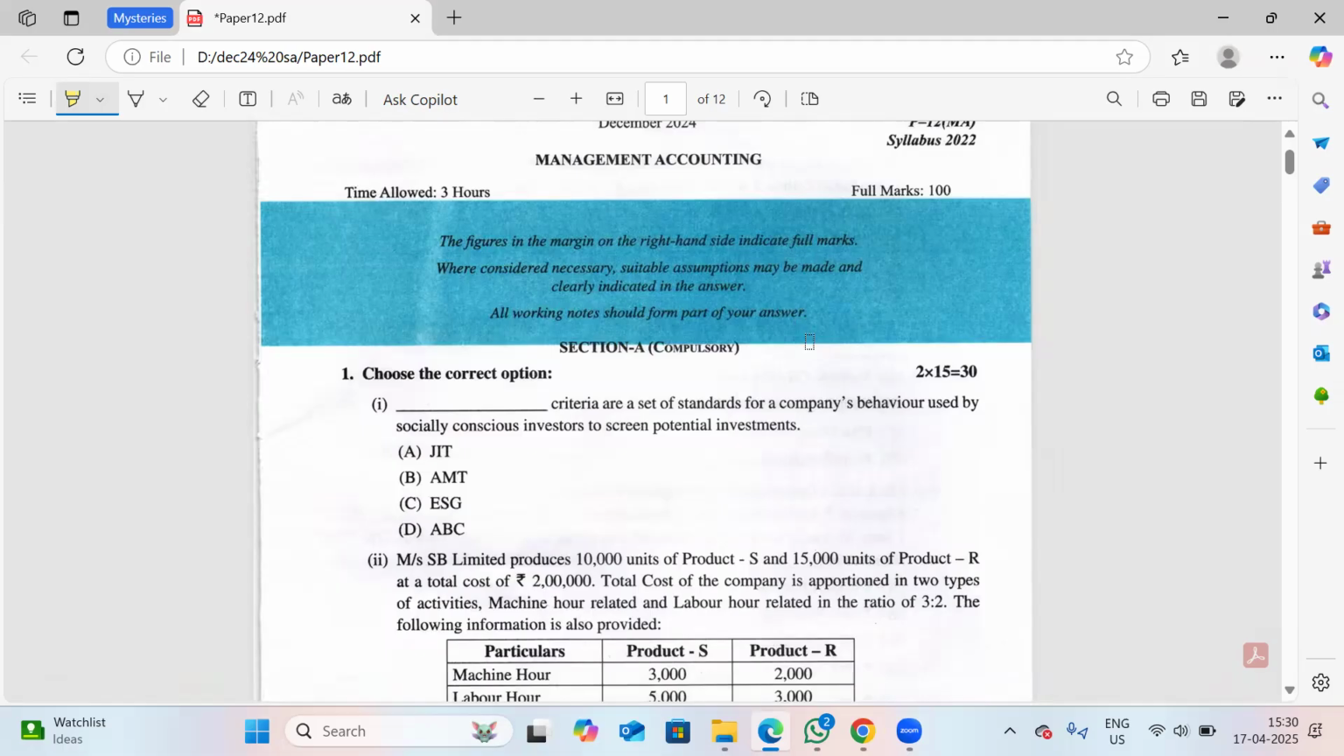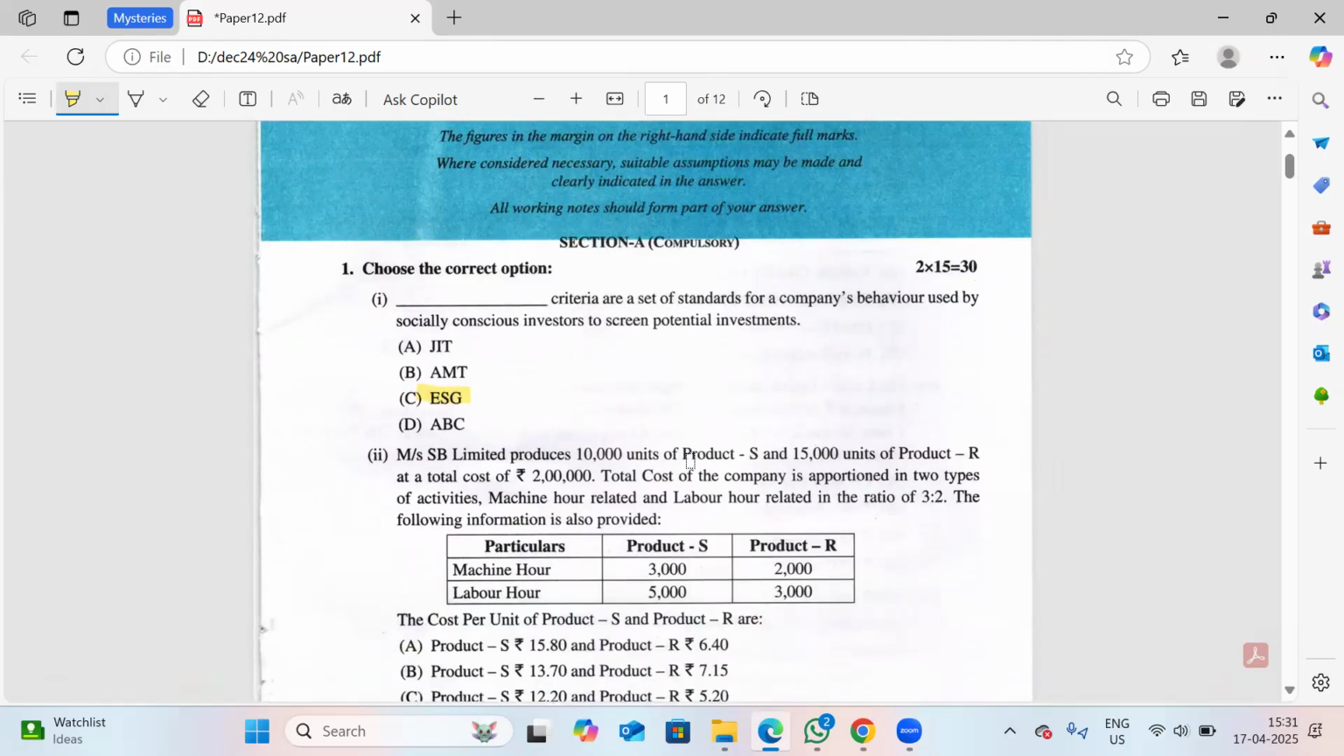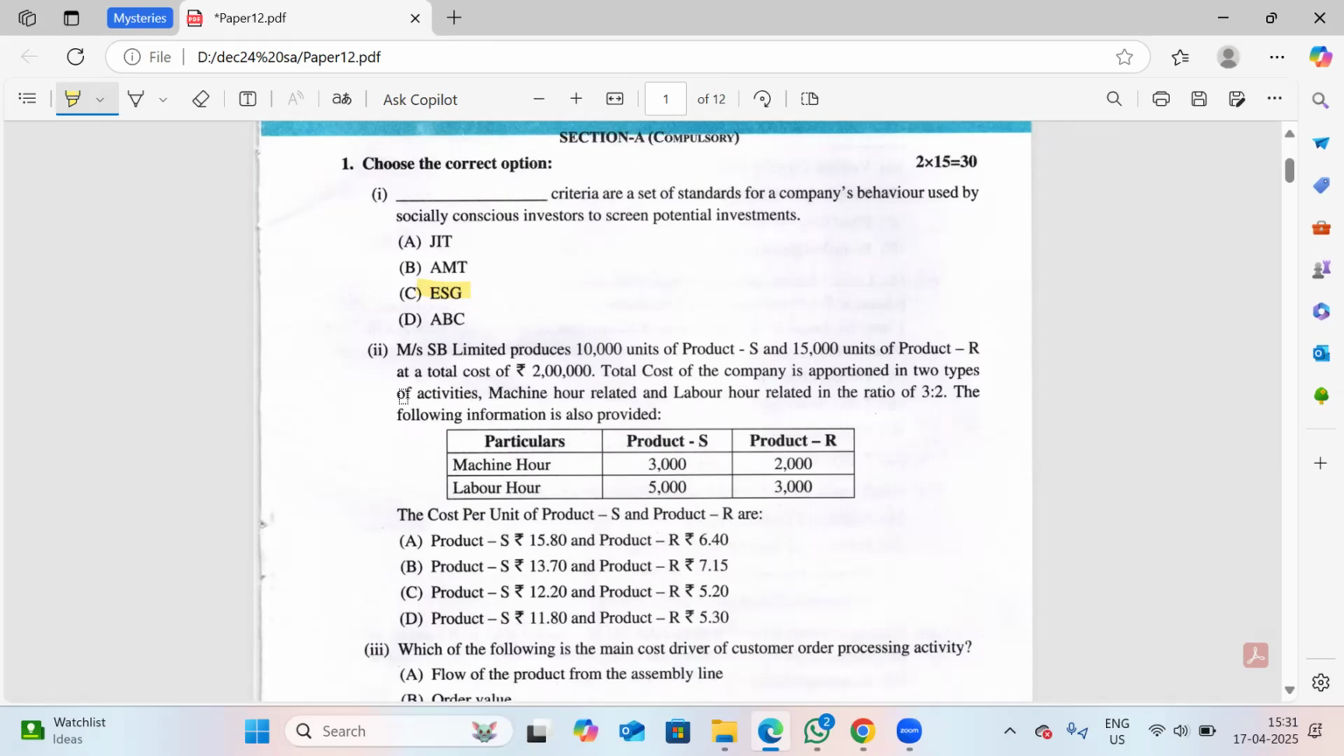Section A: a set of standards for a company's behavior, used by socially conscious investors to screen potential investments. So we will be using ESG criteria. This will be used for investors to screen potential investments. This will be covered in your theory part itself. Then, moving on to the second question.